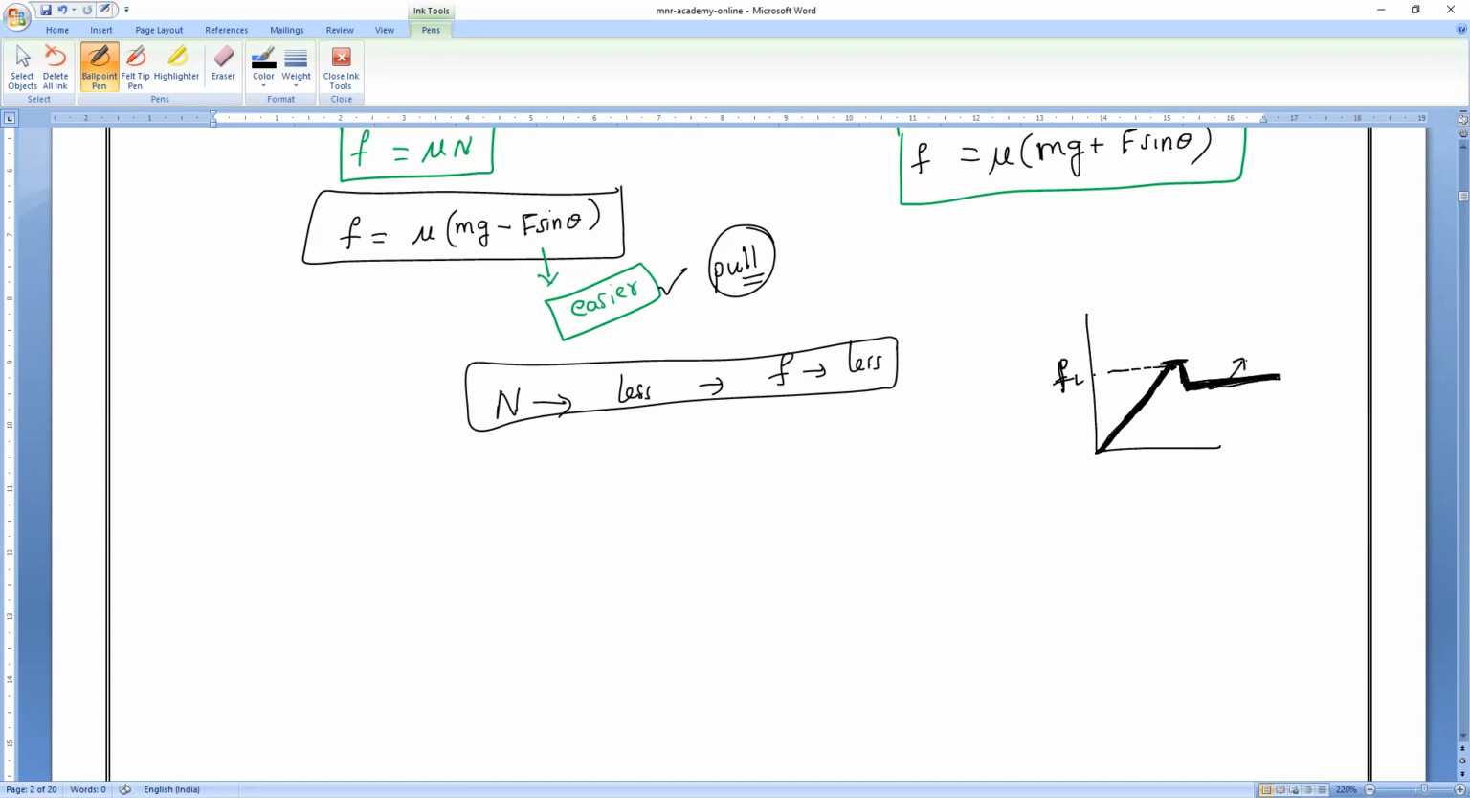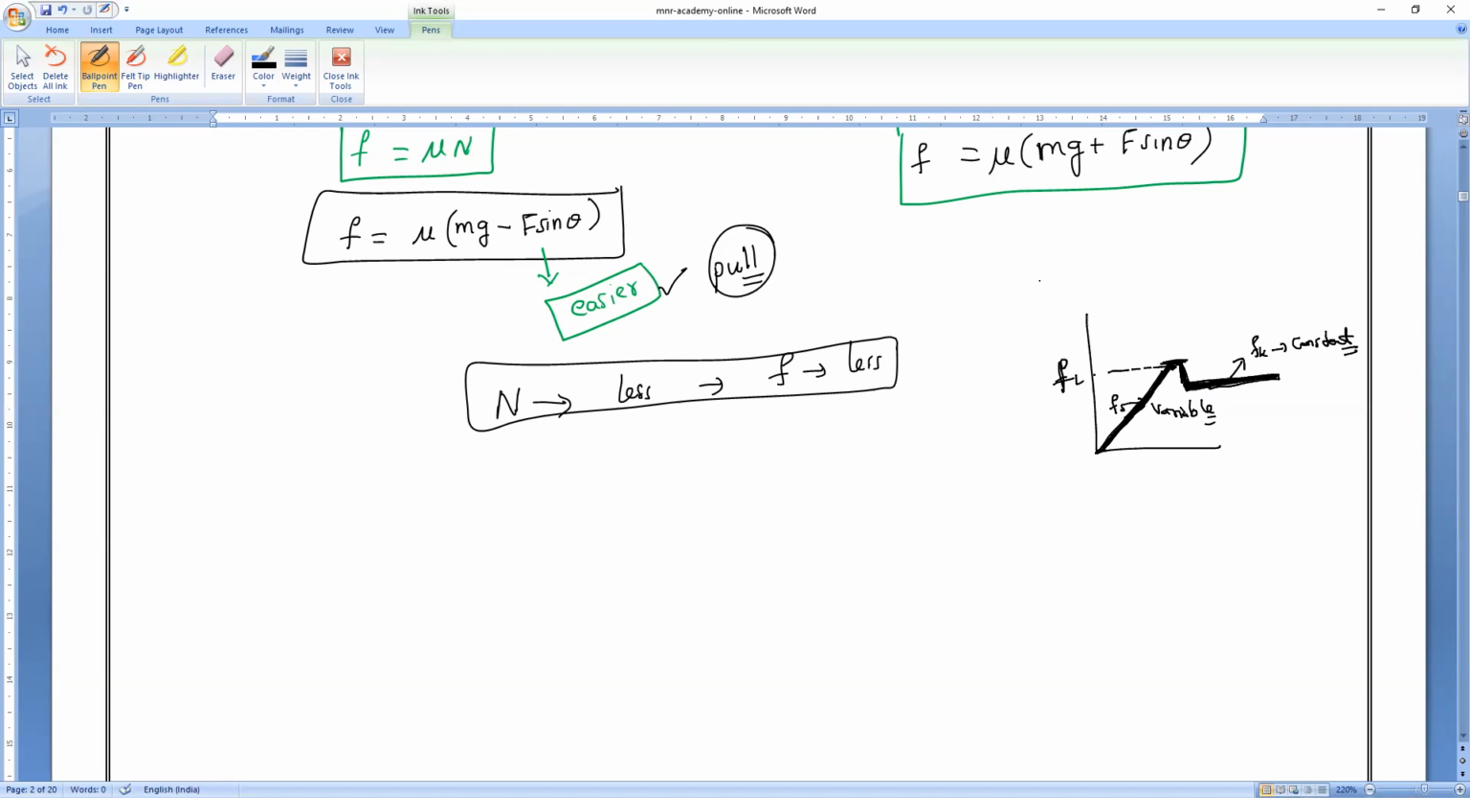So the kinetic friction remains what, everybody? Kinetic friction remains constant. But static friction is always variable. So that is what you have to remember. Is it okay, everybody clear? We have done this yesterday, all of you.